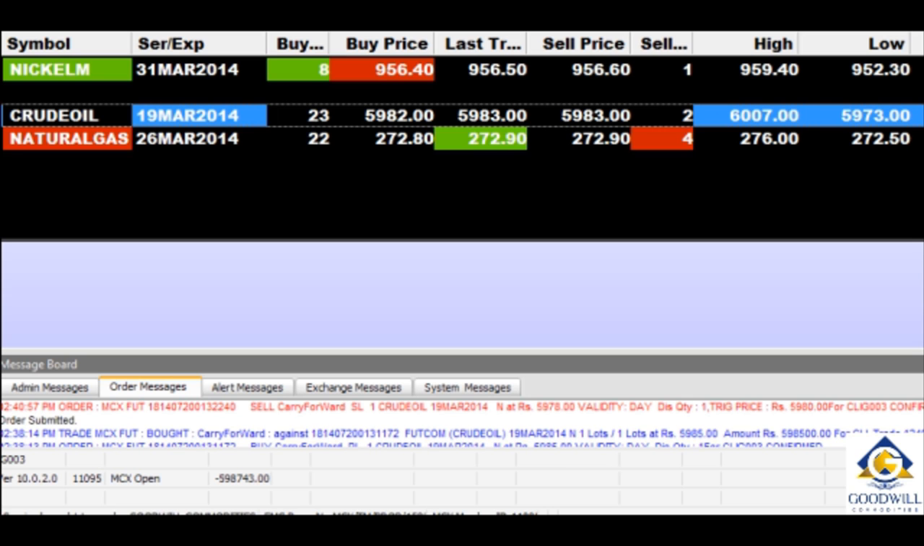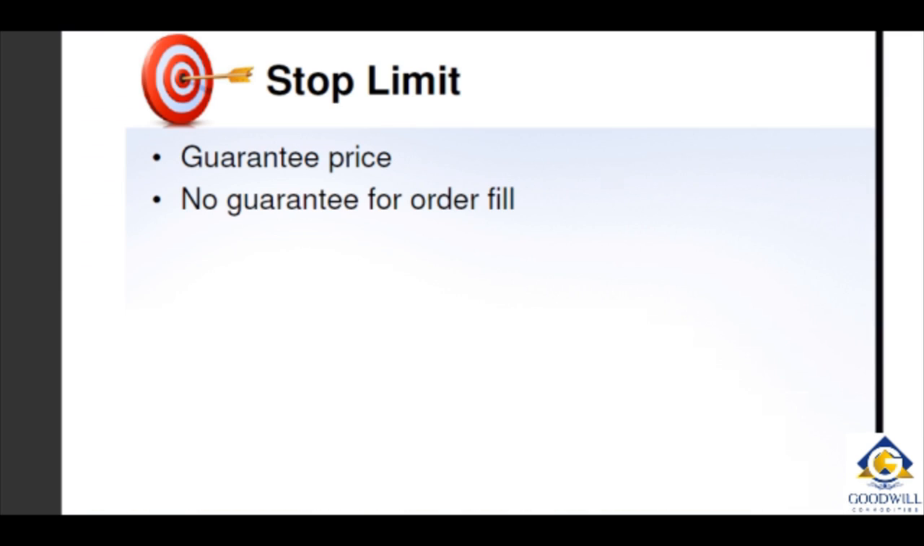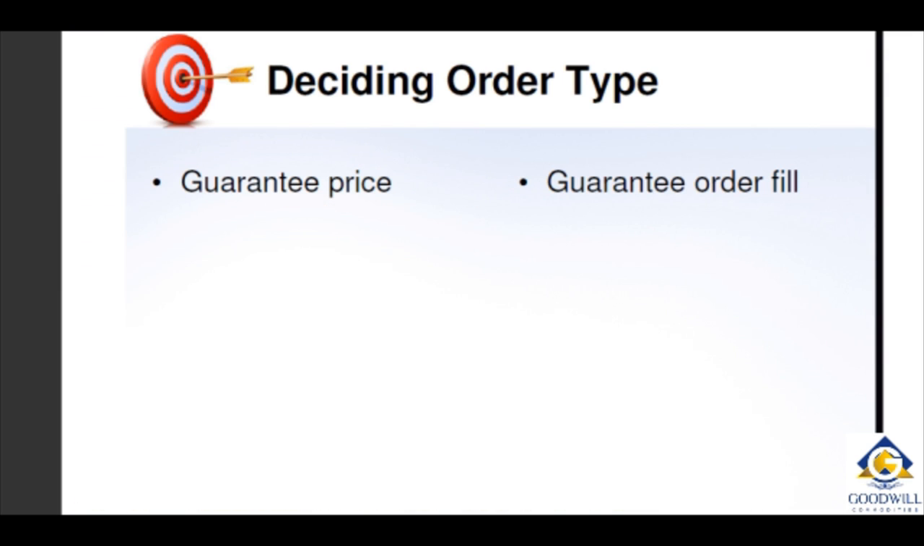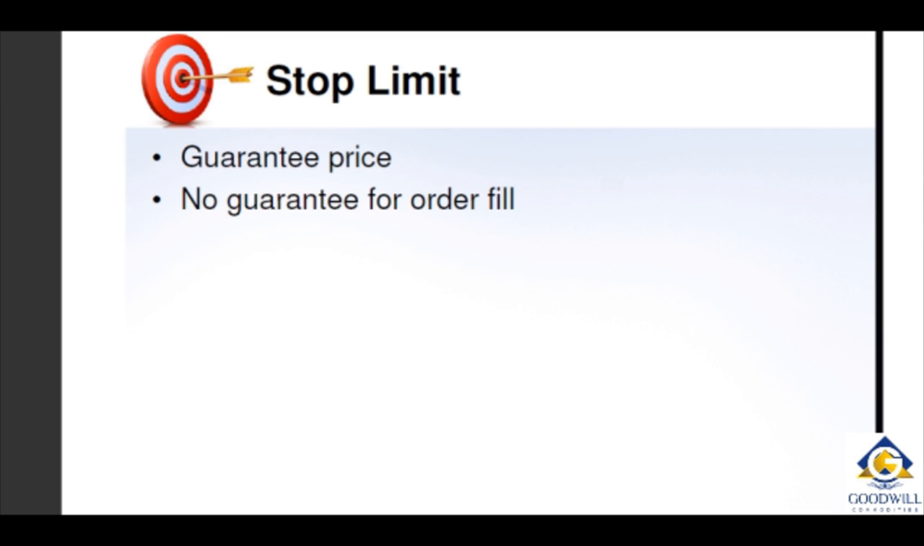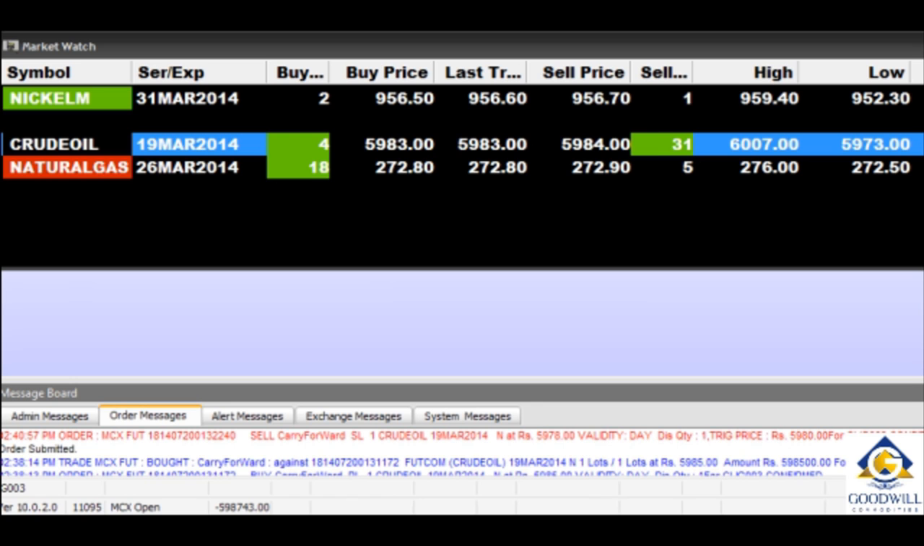It will wait for the price to come to that certain price range, whatever you had mentioned, in this case 5980 and 5978. Only if the price comes back to this range, your order will be filled, else your order will not be filled. So let me sum this up. A stop limit order guarantees you the price, but it does not guarantee you the order filling. Now let us see what's going to happen here.